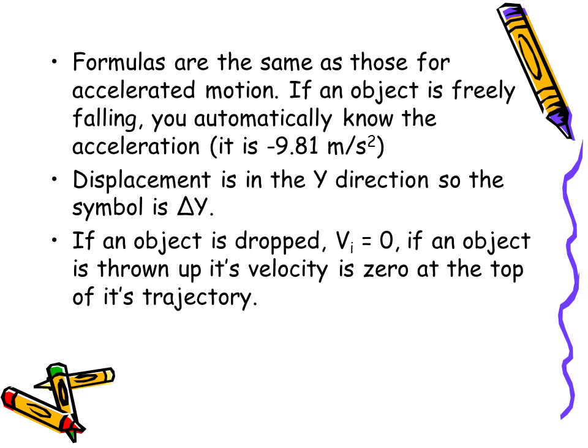Also, some helpful hints in solving free fall problems. If the object is dropped, the initial velocity is 0, because the object is just held there at rest until it's released. Then gravity will begin to accelerate it downwards. If an object is thrown up, its velocity is 0 at the top of its path, because as soon as you throw an object up, its velocity immediately begins to slow. It'll slow, slow, slow until it comes to a brief stop at the top of its path before turning around and accelerating downward.